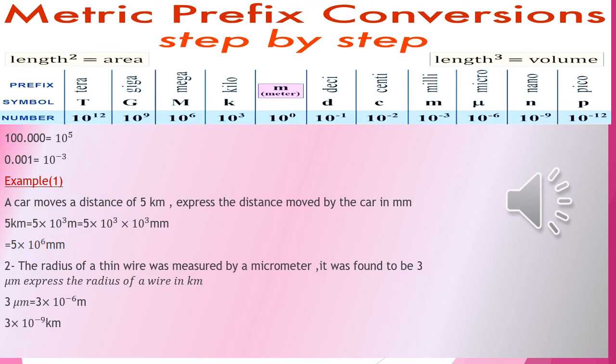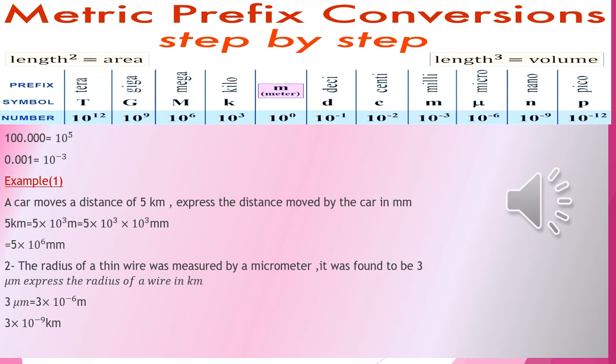Now we will talk about an important topic called prefixes. To convert centimeter to meter, we must multiply by 10 to the power negative 2. Hecto, 10 to the power 2. Millimeter, 10 to the power negative 3. Kilometer, 10 to the power 3. Micrometer, 10 to the power negative 6. Mega, 10 to the power 6. Nano, 10 to the power negative 9. Giga, 10 to the power 9.